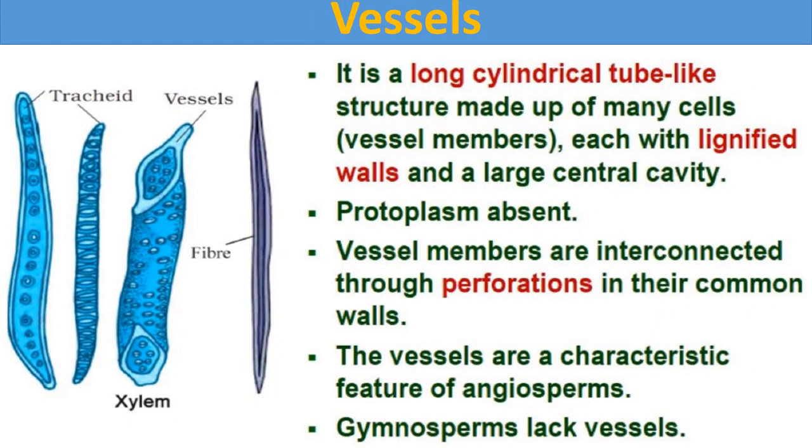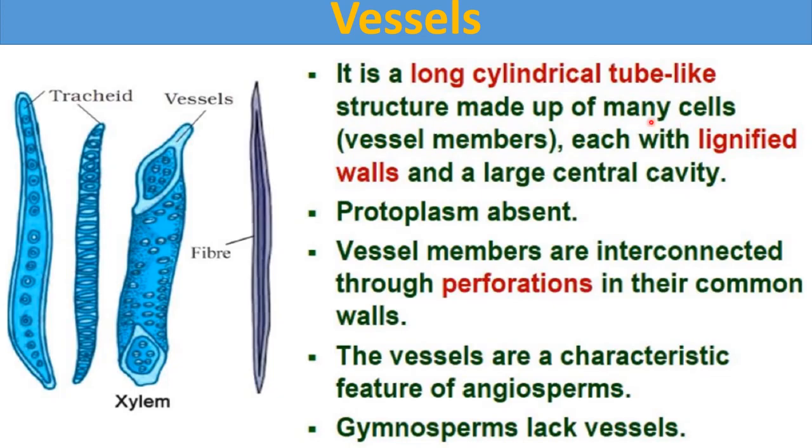Now next part of xylem, that is vessels, and here you can see this diagram of vessel also. So it is a long cylindrical tube-like structure made up of many cells. You see here, this is long cylindrical structure. You can see this cylindrical shape here. Okay, so this is long cylindrical tube-like structure, and it is made up of many cells. Okay, and it is not a single cell. The complete vessel is not a single cell. It is made up of many cells. Okay, many cells combinedly make a vessel, and all the cells of the vessel are called vessel members, right?